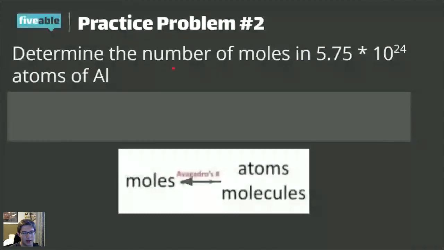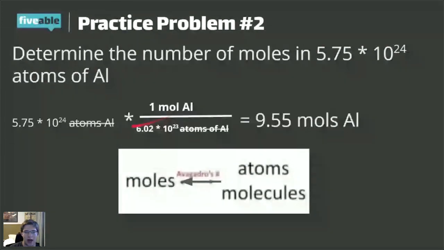So we can see here we have 5.75 times 10 to the 24th atoms of aluminum, and then we flipped our conversion factor right here. That's because we want atoms on the bottom so that the units work, and so that we can end with moles of aluminum on the top. So we end up seeing that 5.75 times 10 to the 24th atoms is the equivalent of 9.55 moles of aluminum.